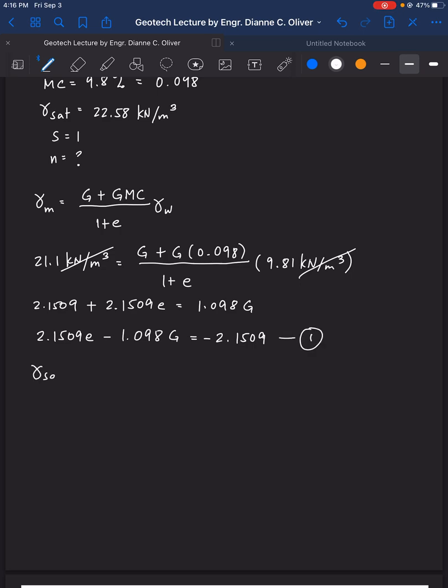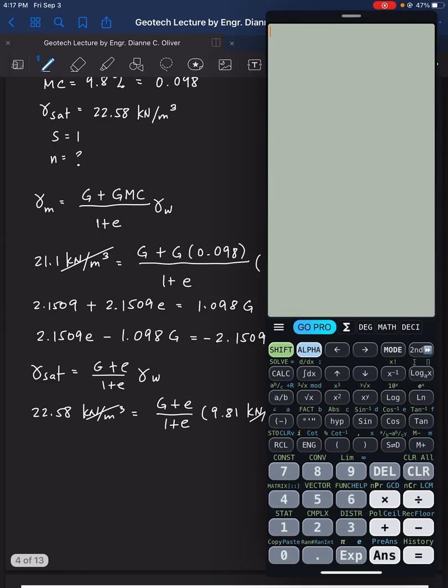Next we have gamma sat. Gamma sat is G plus E over 1 plus E gamma water. Gamma sat 22.58, that is in kilonewton per cubic meter. Then we have 9.81 kilonewton per cubic meter. Cancel the unit. So what is 22.58 divided by 9.81? So we have 2.3017.